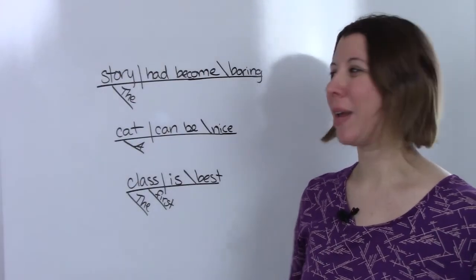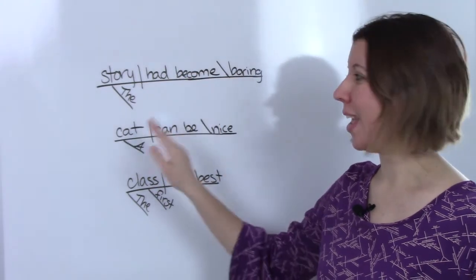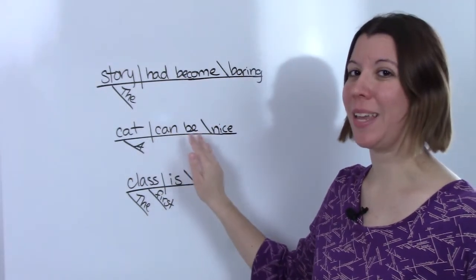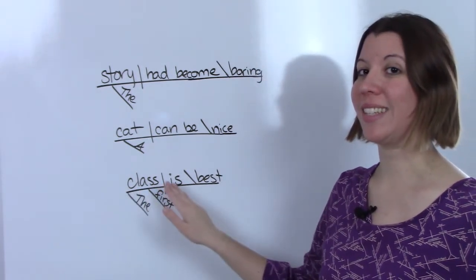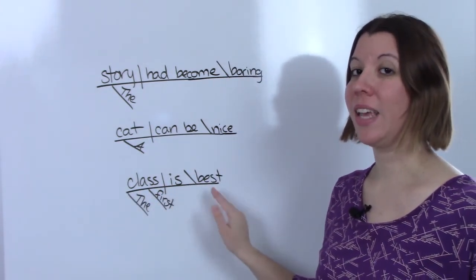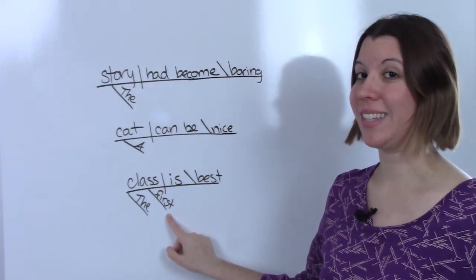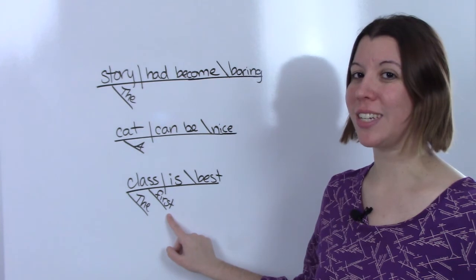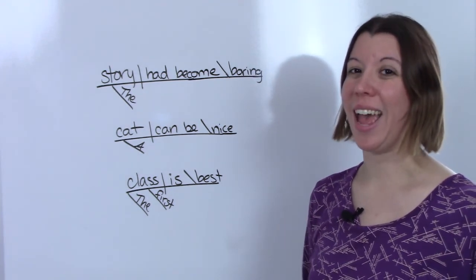Here are those diagrams. The story had become boring. A cat can be nice. The first class is best. Did you catch that first in the last sentence is actually an attributive adjective, whereas best is a predicate adjective? I sure hope so. So let's talk about how predicate adjectives connect to your real-world writing.